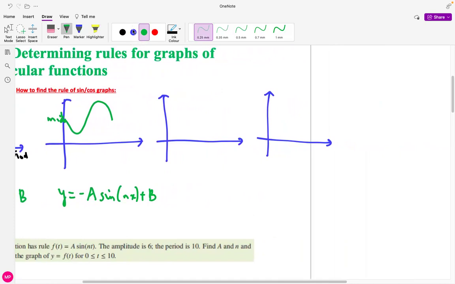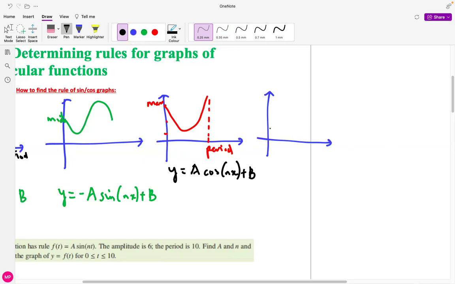And then for the cos graph, cos starts from the maximum. So you have one, two, three. Cos will start from the maximum and it goes like this, and up to here is one period. So y equals a cos of nx plus b. And finally, if you have a graph that starts from the minimum and goes like this, then your graph will be a negative cos, so negative a cos of nx plus b.